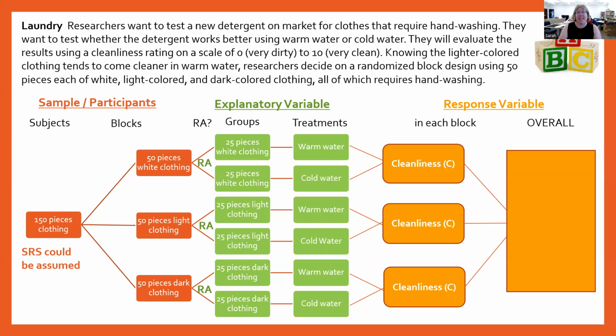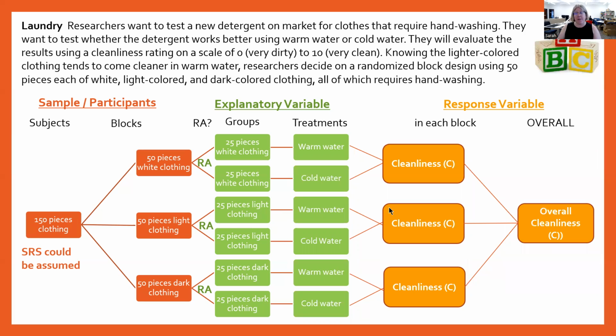And now notice that this is a categorical variable here. That's because this is a rating scale and you're using a number to represent a word. So this isn't something we're necessarily measuring that has units. Okay, and then once we have looked at the white, the light, and the dark, we'll see if there's an overall pattern. Maybe they all work best in the warm water, or maybe the warm water only works best for the white and the light, and cold is better for the dark. So that's the purpose of that overall comparison at the end.